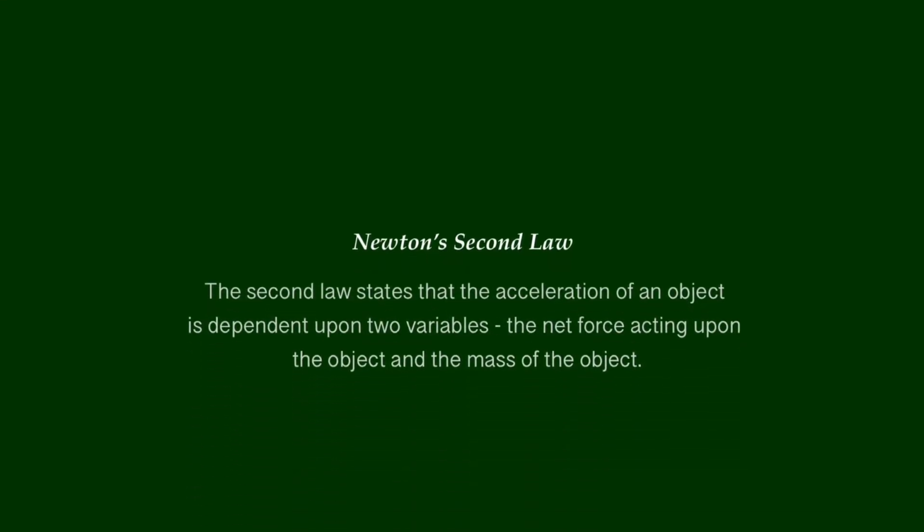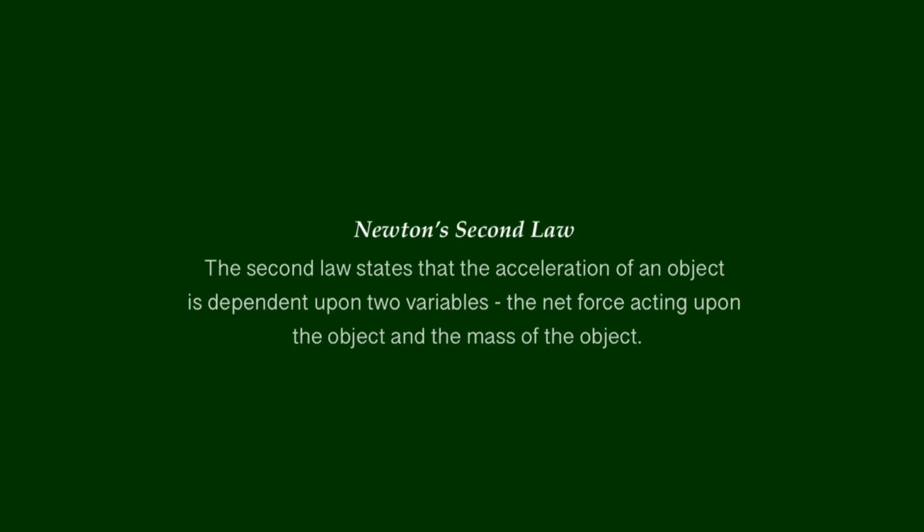Newton's second law of motion is F equals ma. The second law states that the acceleration of an object is dependent upon two variables, the net force acting upon the object and the mass of the object. The acceleration of an object depends directly upon the net force acting upon the object and inversely upon the mass of the object. As the force acting upon an object increases, the acceleration of the object increases. As the mass of an object increases, the acceleration of the object decreases.